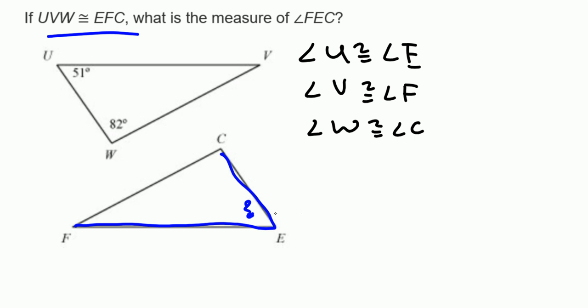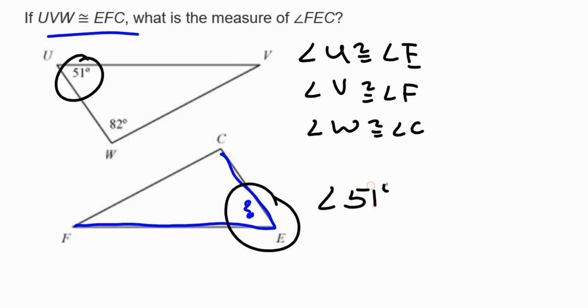So, really, what is angle FEC? It's just angle E. And angle E is congruent to angle U. So, that question mark, if angle U is 51 degrees, then angle E has to be 51 degrees. All right, that's it for me.